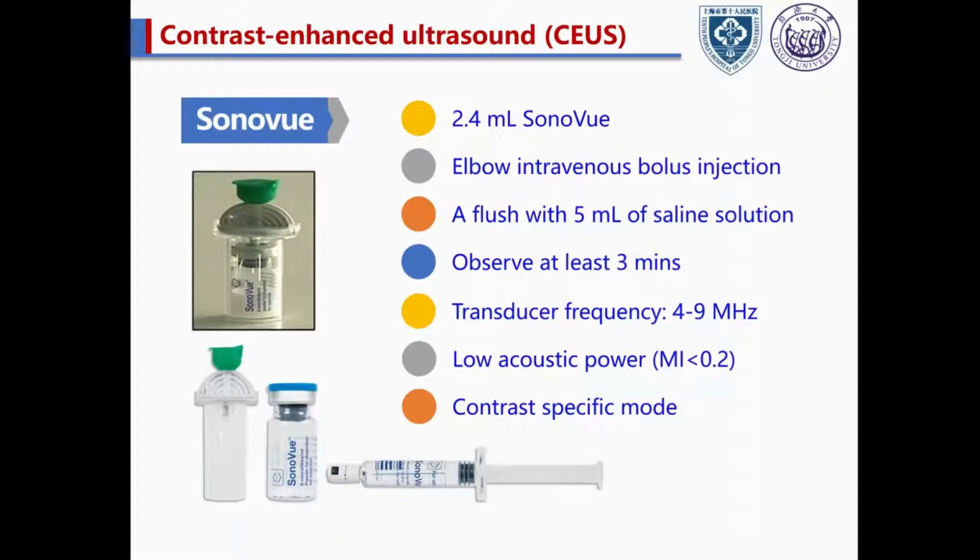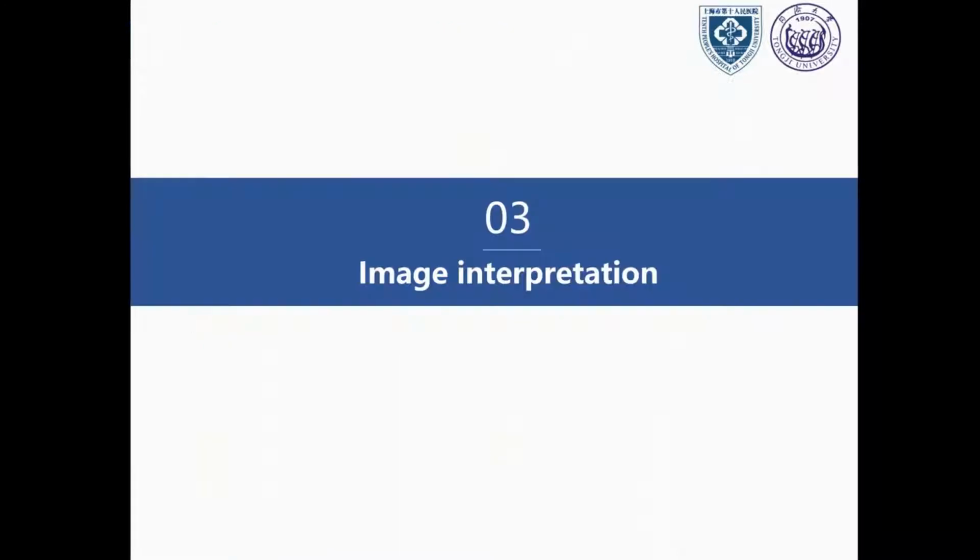For CEUS, we always inject 2.4 milliliters of SonoVue by intravenous bolus injection, and a flush with 5 milliliters of saline solution is injected after the contrast administration. And after that, we always observe the dynamic process at least 3 minutes. The transducer frequency is about 4 to 9 MHz, and scanning is performed with low acoustic power, that means the mechanical index is always less than 0.2. And also contrast specific mode is used.